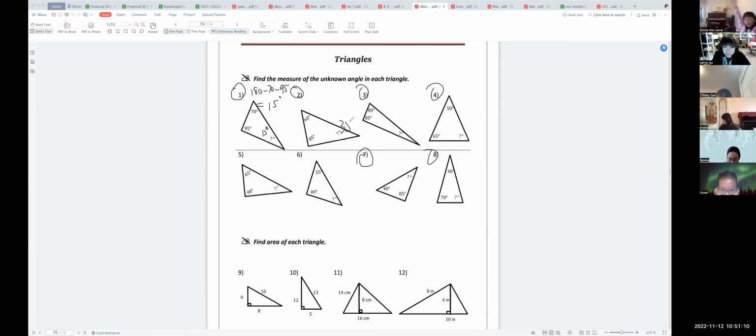So this one is 35 and this one is 15 and this one is 65 and this one is 55 and 70. So now everybody, I want you to pay attention to number 8. Did you notice something?